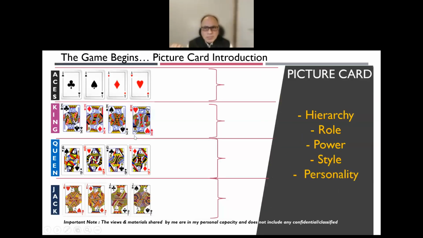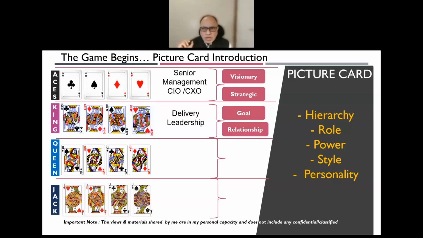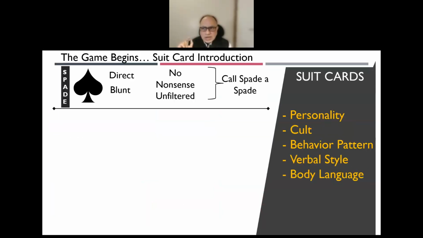For this game, you require just 16 cards. A standard playing deck has 52 cards, but you only need these 16: aces, kings, queens, and jacks. These are the 4 pairs, which we call the picture cards. Apart from this, I'll come to this slide a little later.